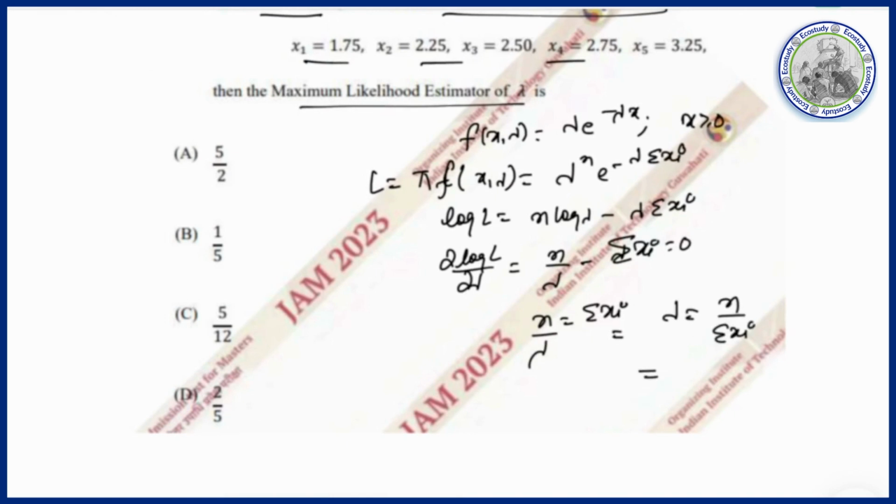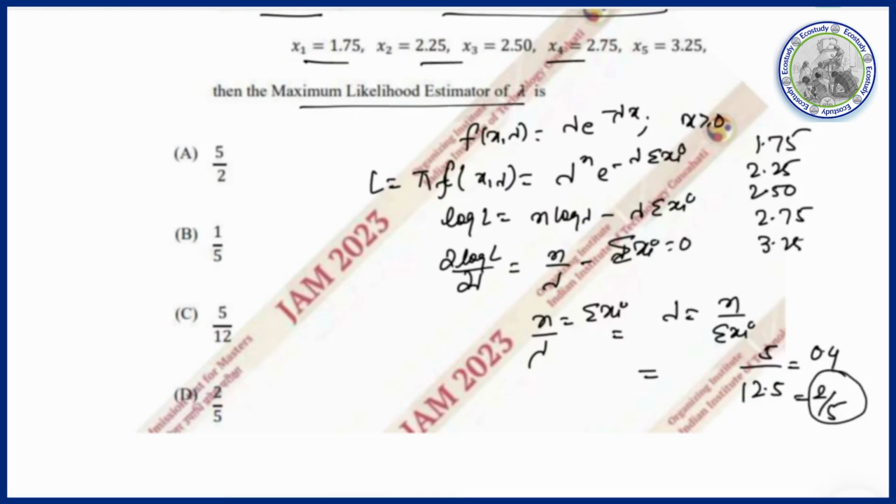How many numbers are there? 5. Add them: 1.7, 2.25, 2.50, 2.75, 3.25. That is 12.5, so lambda is 5 over 12.5, that is 0.4. Calculate the value and you will get 2 by 5. So option D is correct. Now move to the next question.